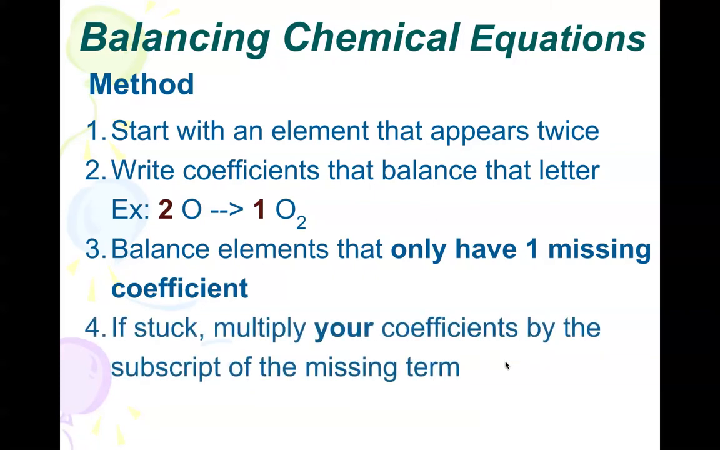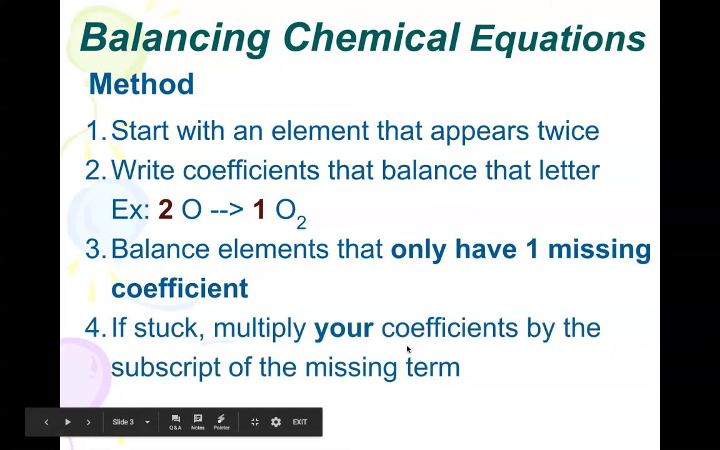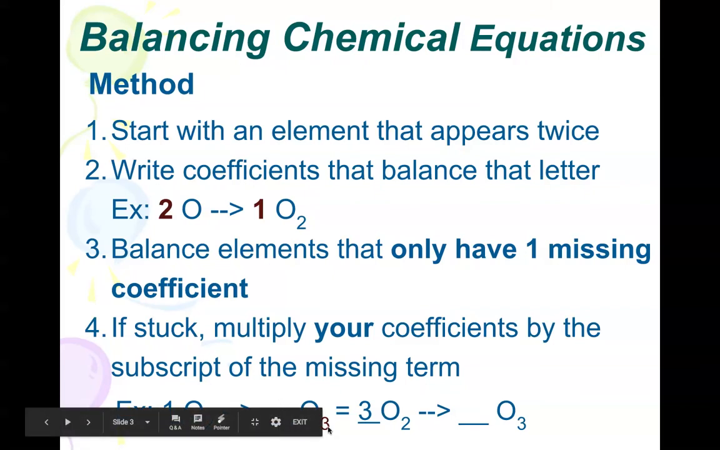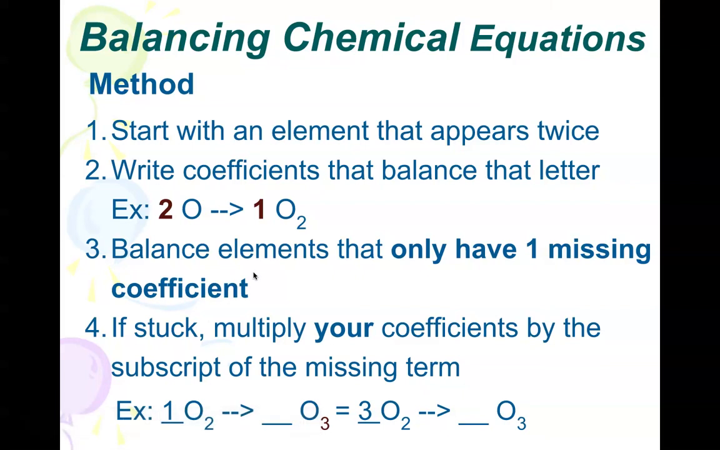Now, once in a while, you're going to get stuck. And if this happens, you're going to multiply your coefficients by the subscript of the missing term. Let me explain what that means. So here you can see at the bottom, after that little slide thing disappears, that we have 2 oxygens on the left, and that O3 on the right is going to be tricky. Because if I put a 1 here, that's going to give us 3 oxygen atoms. If I put a 2, that's going to give us 6. Shoot, we are stuck. If stuck, multiply your coefficients by the subscript of the missing term.